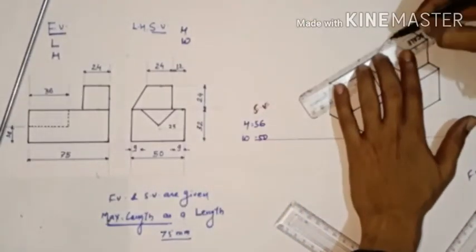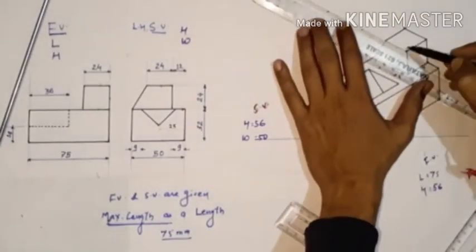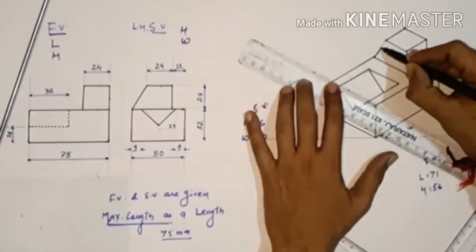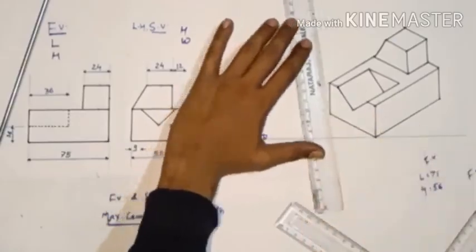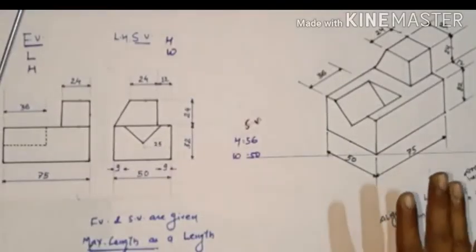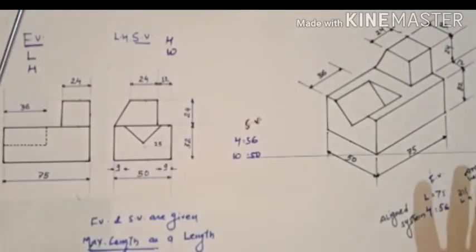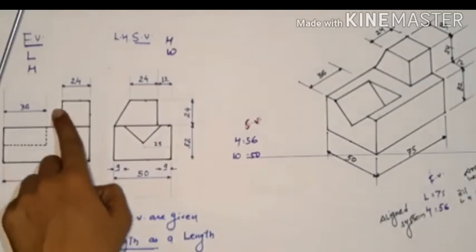So I think you guys understand this typical problem, and it is very easy. It is very easy. So now I just separate both views from here. Just wait for a better understanding. So we use some kind of pencil. So now your front view looks like this.